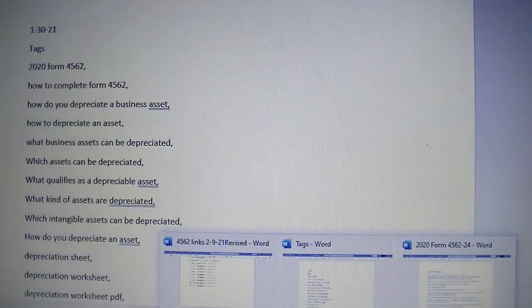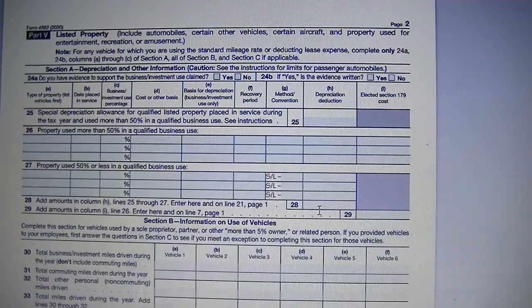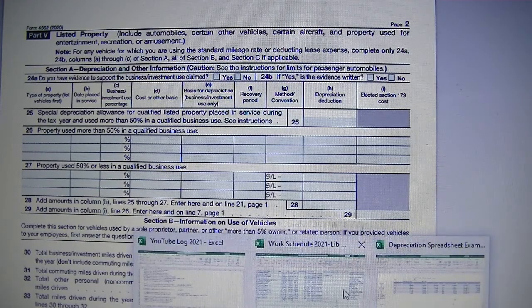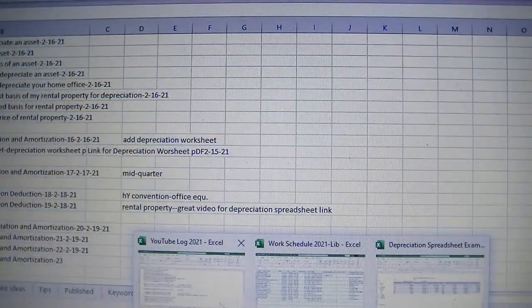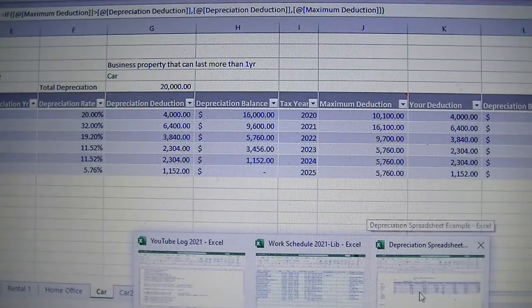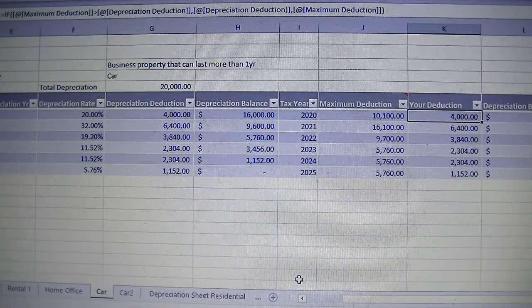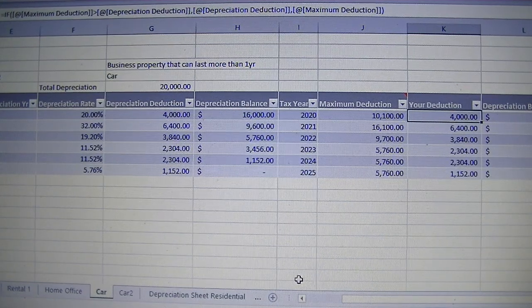So since the car was purchased and placed in service in 2020, you are required to file Form 4562 for 2020.